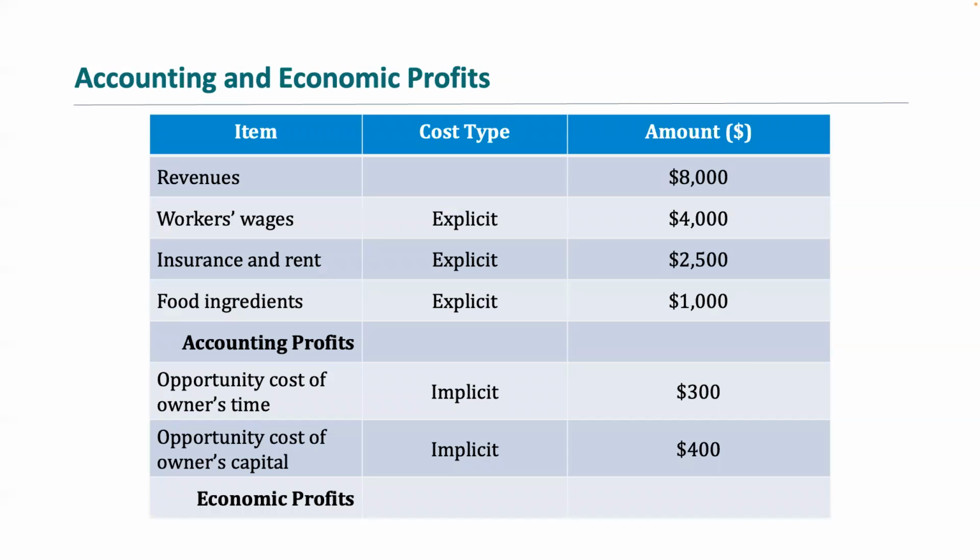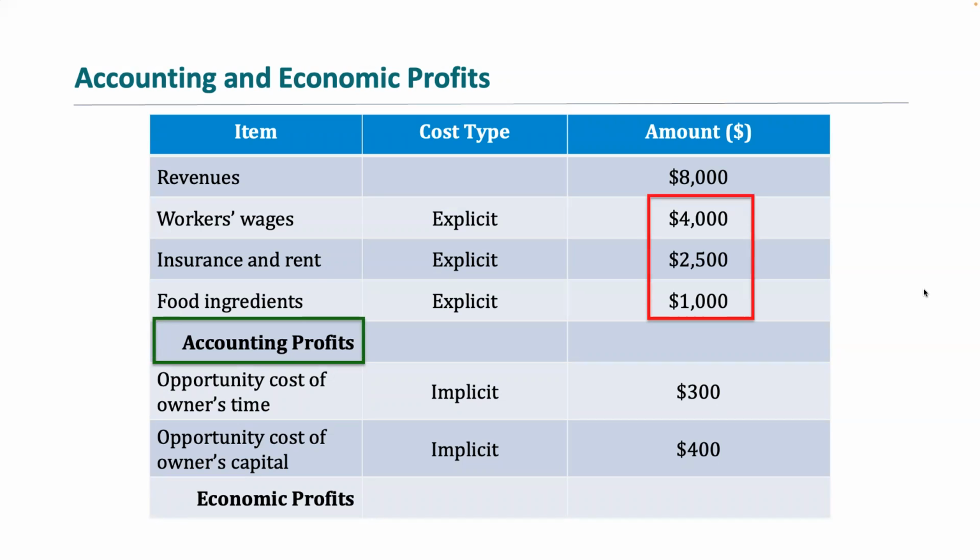So on this slide, we have a couple of different items, and then we have cost types and amounts. This first area that I'm highlighting here is the accounting profits. If you add up those explicit costs in red, it's going to get you $7,500. So the accounting profit would just be the $8,000 in revenue minus that $7,500 in explicit costs, or $500.